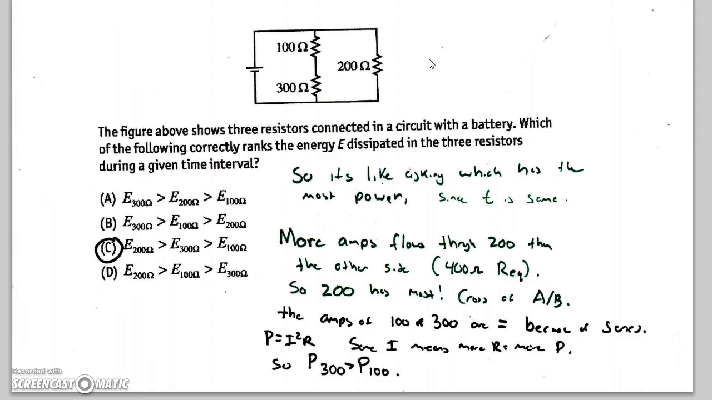So to summarize, the 300 has the same flow as the 100 because there's only one path in that branch. And the 300 has more voltage. Same current, more voltage. The 300 has more power and energy. That's why it's letter C: the 200, the 300, and the 100.